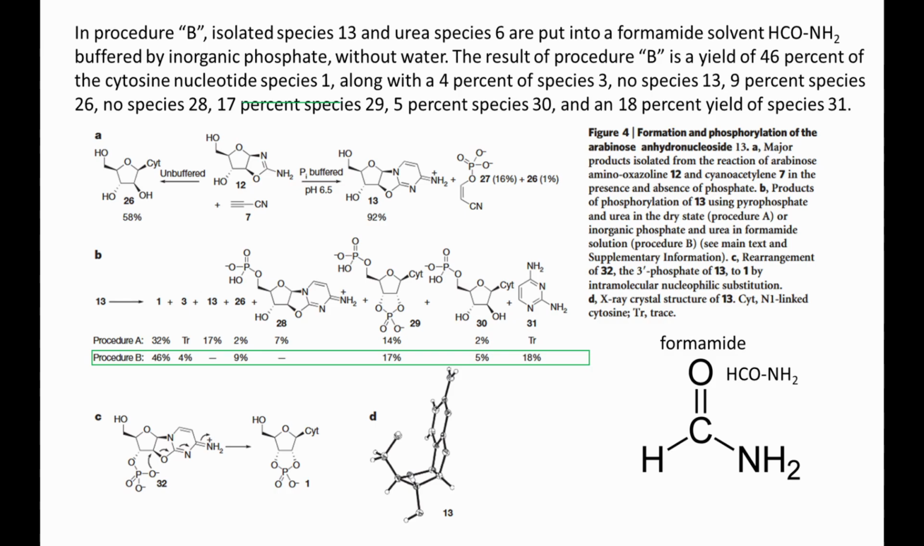In procedure B, isolated species 13 and urea species 6 are put into a formamide solvent, buffered by inorganic phosphate, without water. The result of procedure B is a yield of 46% of the cytosine nucleotide species 1, along with 4% of species 3, no species 13, 9% species 26, no species 28, 17% species 29, 5% species 30, and an 18% yield of species 31. These percent products are shown for procedure B in figure 4b.